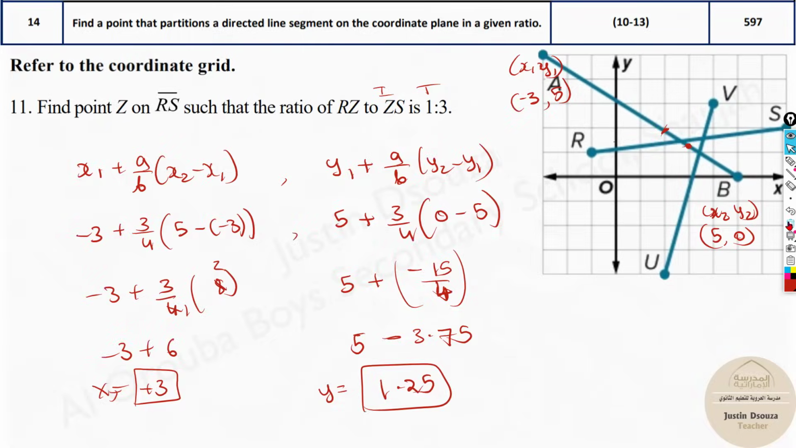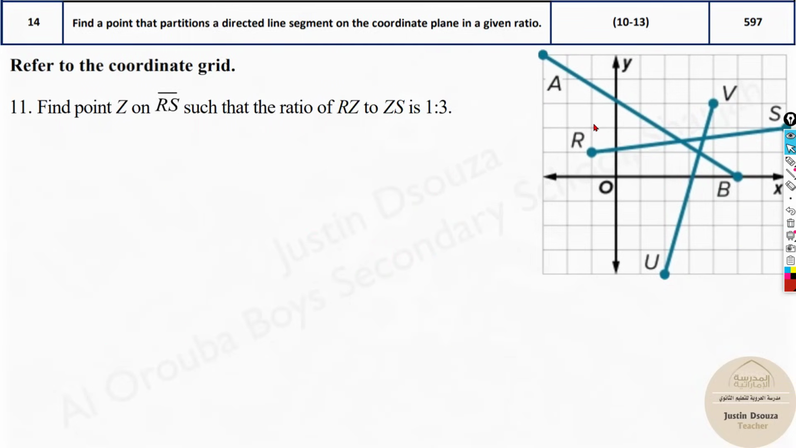Now, what about this one? I would highly encourage everyone to pause the video now and try this one by yourselves, because we have done a similar thing in the previous question, that is question number 13. Try it by yourself and then continue watching the video. I hope you have tried it, at least some of you have tried it.